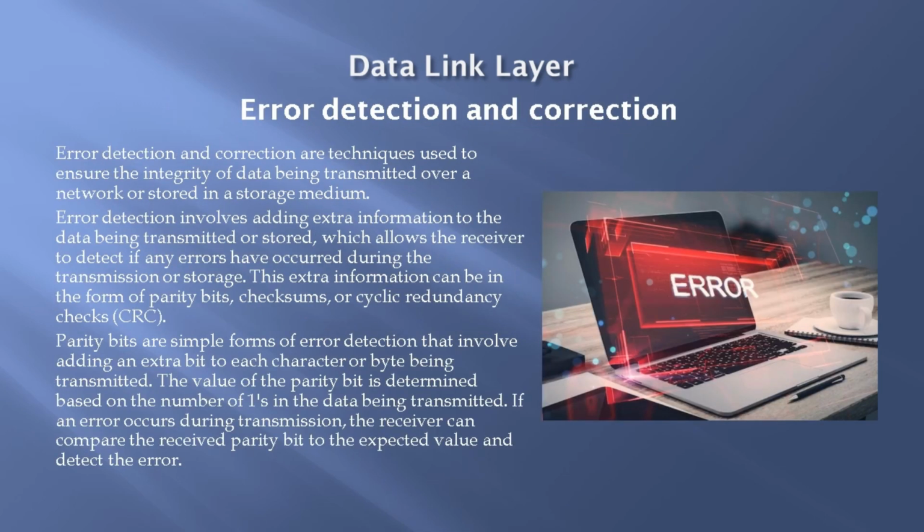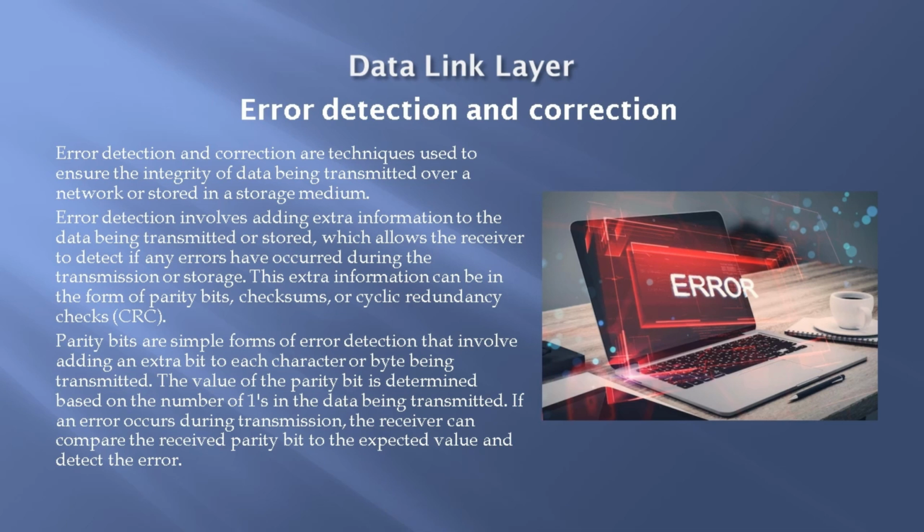Error detection and correction. Error detection and correction are techniques used to ensure the integrity of data being transmitted over a network or stored in a storage medium. Error detection involves adding extra information to the data being transmitted or stored, which allows the receiver to detect if any errors have occurred during the transmission or storage. This extra information can be in the form of parity bits, checksums, or cyclic redundancy checks (CRC).